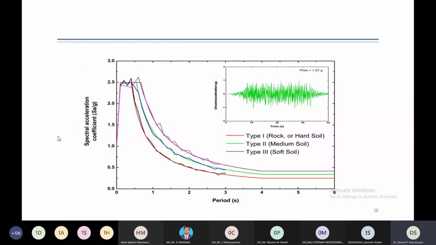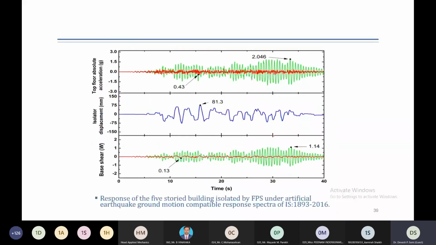Now here, in order to present the analysis result, a typical earthquake ground motion is used, and the earthquake ground motion here is a synthetic earthquake ground motion. This earthquake ground motion is obtained artificially so that its response spectra matches with the IS code response spectra. Because these artificially generated or spectrum compatible ground motions are used to perform the final nonlinear analysis of the base isolated structure to verify the design of the base isolation system, that we will see next. So the artificial earthquake is used to perform the nonlinear analysis, and the results are presented.